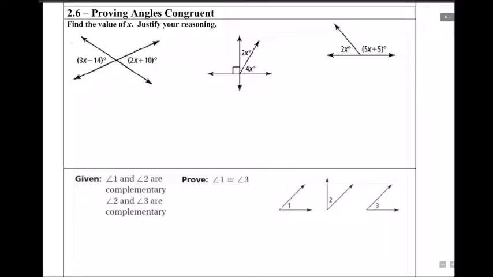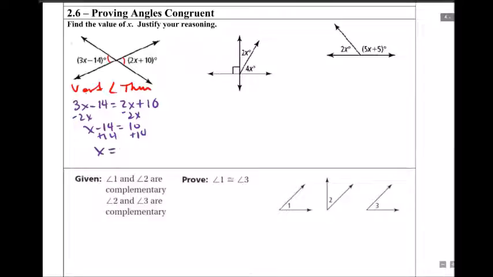2.6, before things get too long here. Proving angles are congruent. All right, we want to find the value of x. Well, what do you see right here? I see the vertical angle theorem tells me that those two are equal. Right, those two are congruent, so I can say 3x minus 14 equals 2x plus 10. And I'm just going to go through this in the interest of time. So x minus 14 equals 10, add 14 to both sides. So x equals 24.